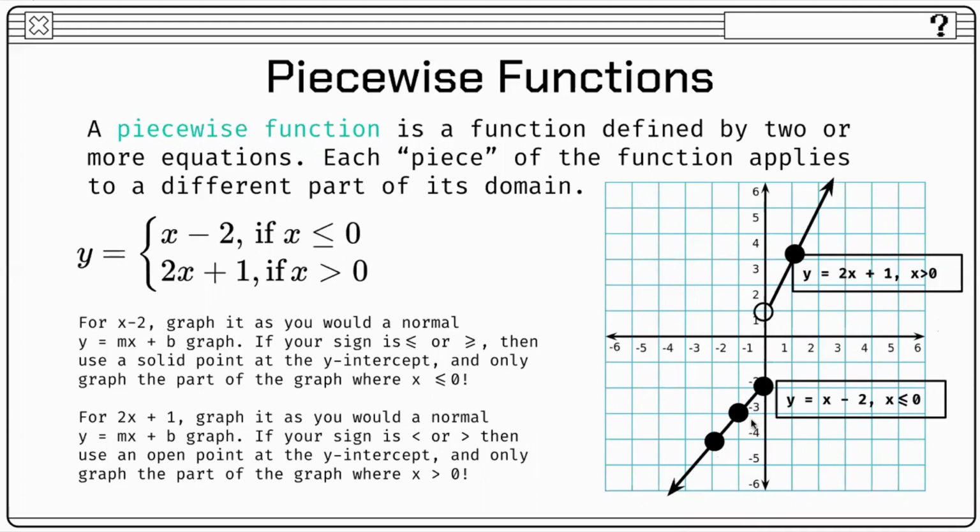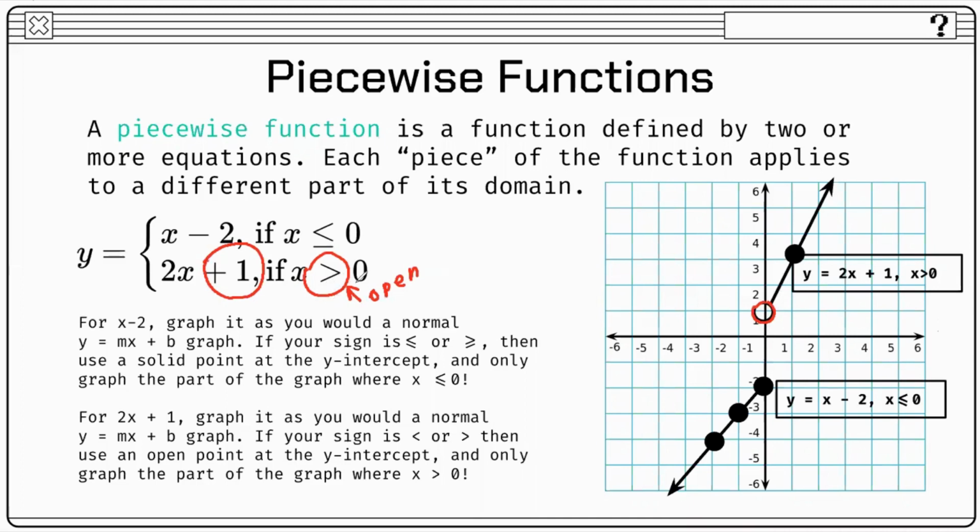Now you can do the exact same thing for your other piece of the function, which in this case is y equals 2x plus 1 if x is greater than 0. Again, first look at your inequality symbol. It's greater than, so we know that we're going to use an open circle at our y-intercept of +1. So plot your open circle here at your y-intercept of 1, and then now look at your domain.